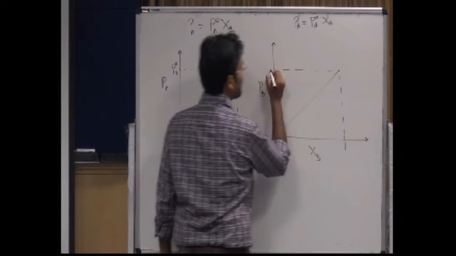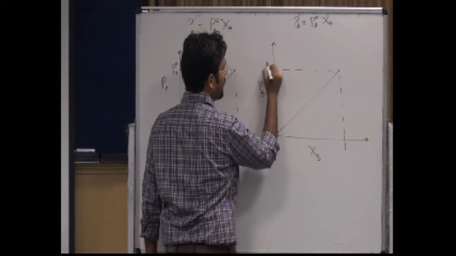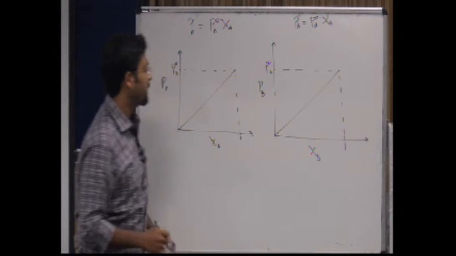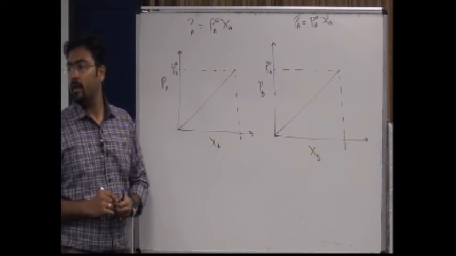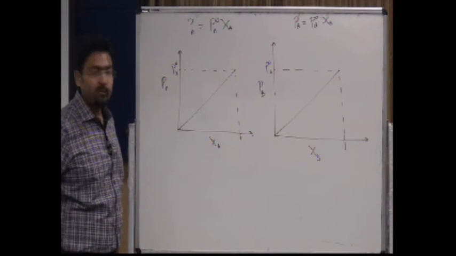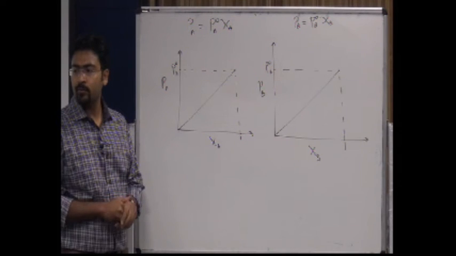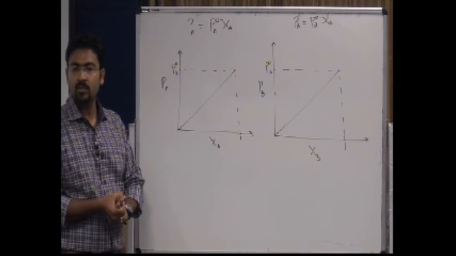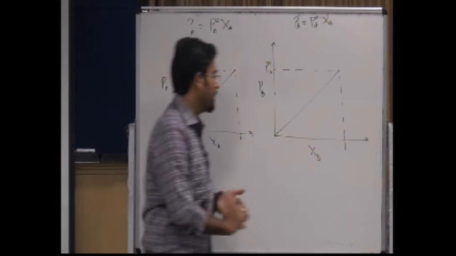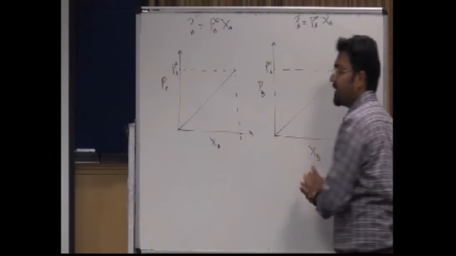So when the mole fraction of B is 1, the vapor pressure will be P naught B. Now, what if I want to draw the two graphs on the same graph platform, wherein I just want to coincide the horizontal axis?